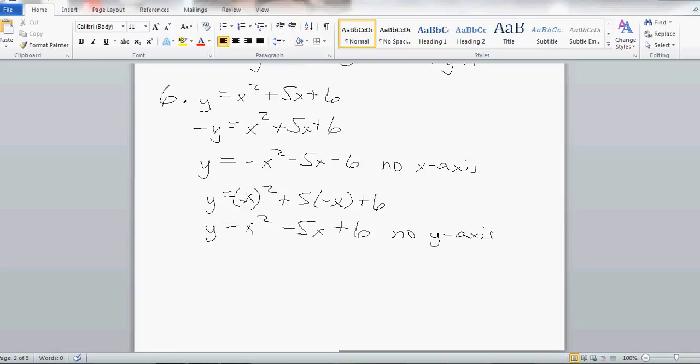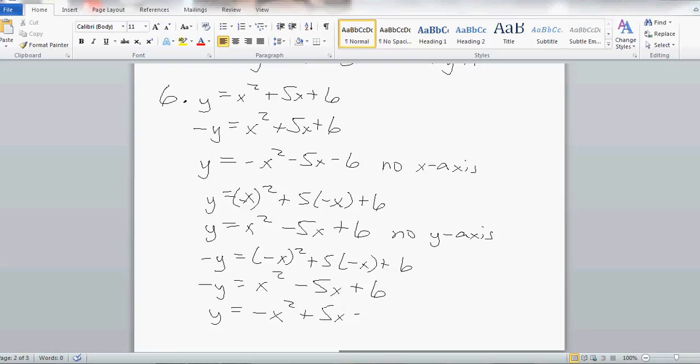Finally, for origin, we let all variables be negated. And we get negative y equals x squared minus 5x plus 6, and divide everything through by negative 1. And we see once again it's very close, but no cigar. And so, as it turns out, there are none of the above.